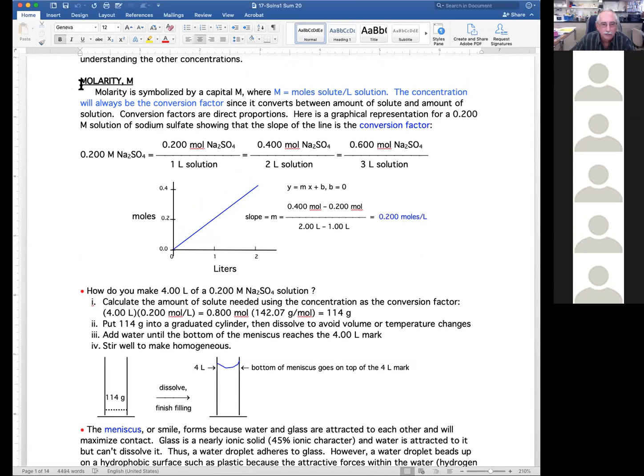So molarity is given the symbol capital M. It means moles of solute per liters of solution. So solute is the thing that you're dissolving into the solvent. Solute is what you're dissolving into the solvent to make the solution. So if I'm taking sodium chloride and dissolving it into water, you can tell which one is which, right?